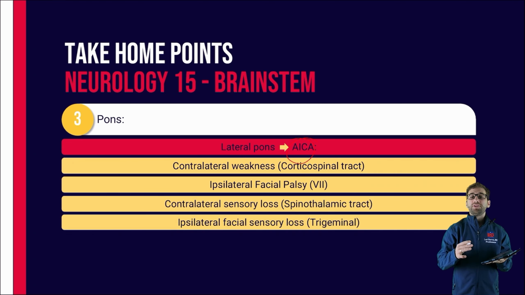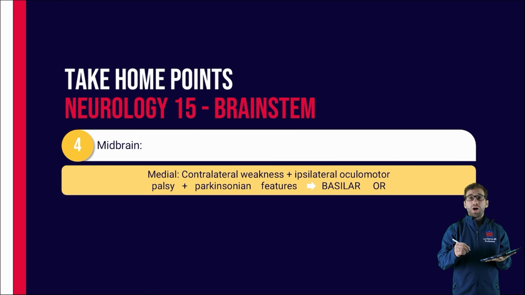Okay? Well, in the midbrain, medial midbrain syndromes, often due to basilar artery occlusion, present with contralateral weakness, ipsilateral oculomotor palsy, and Parkinsonian features due to involvement of the substantia nigra. This syndrome is also known as Weber syndrome.